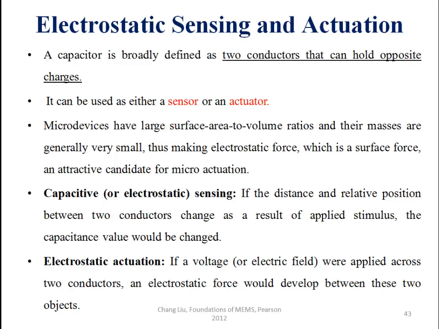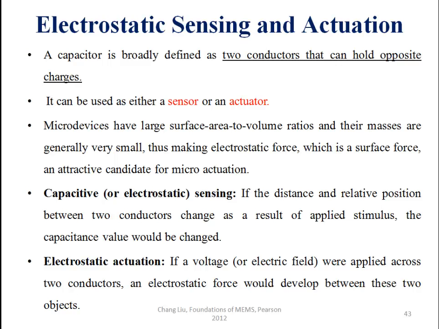So, we can use these capacitors as sensors as well as actuators. First one is capacitive sensing, or electrostatic sensing. When we apply an input or a stimulus to a capacitor, the position of the two conducting plates will change. When the position changes, the capacitance value also changes based on the relation C is equal to epsilon 0 A by D.